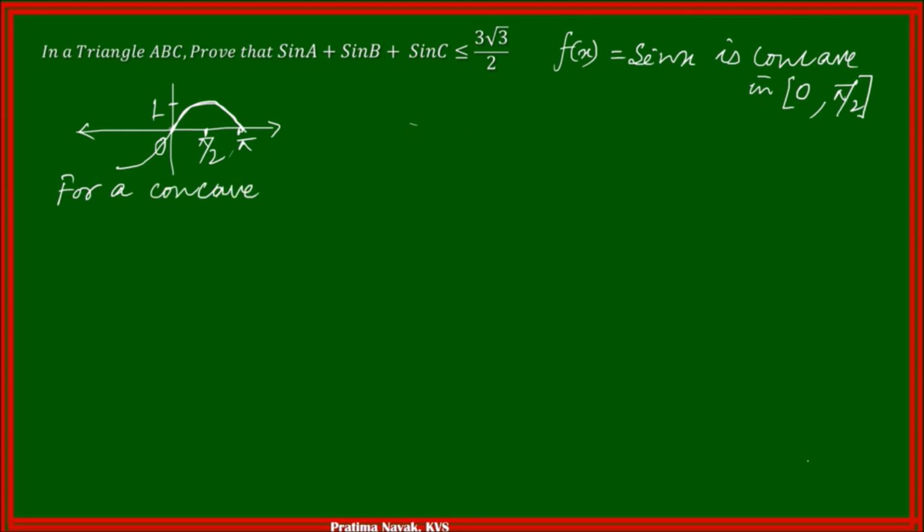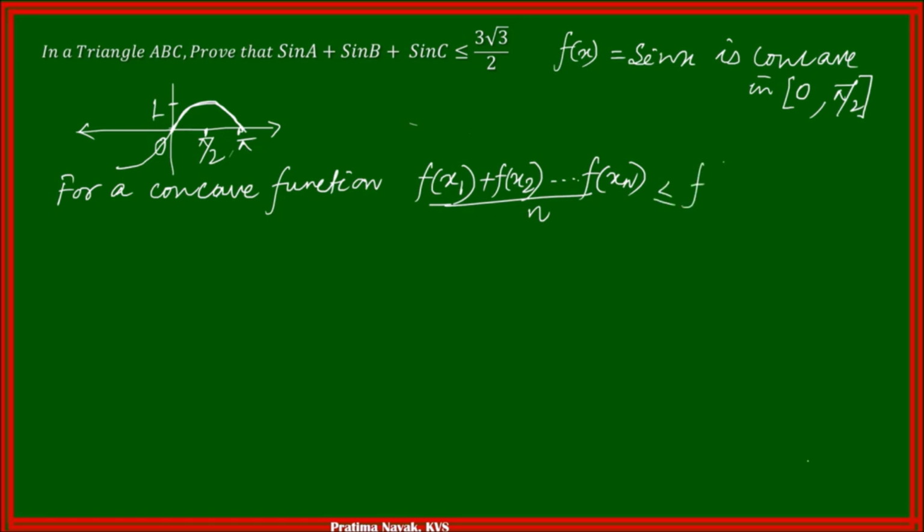For a concave function, f of x1 plus f of x2 up to f of xn whole by n is less than or equal to f of (x1 plus x2 up to xn) over n. That means your arithmetic mean is less than or equal to your geometric mean.